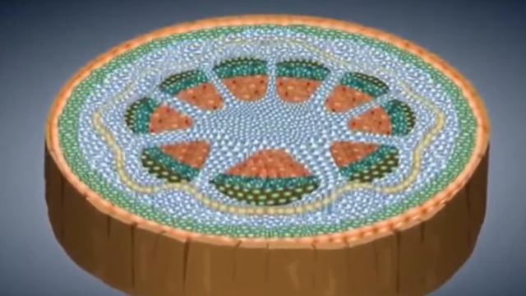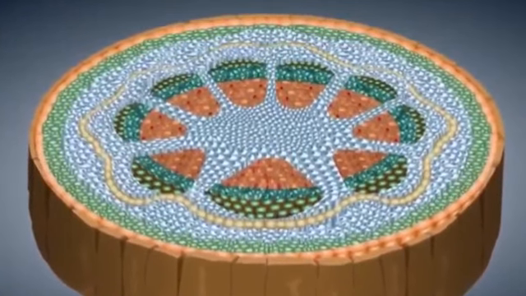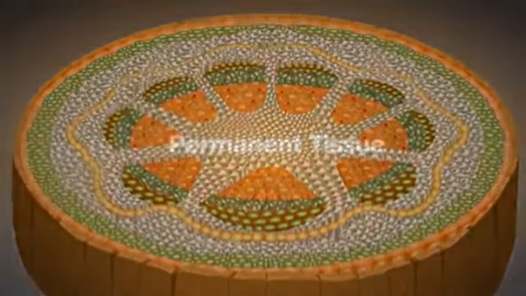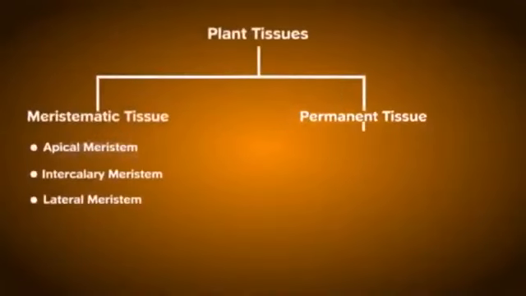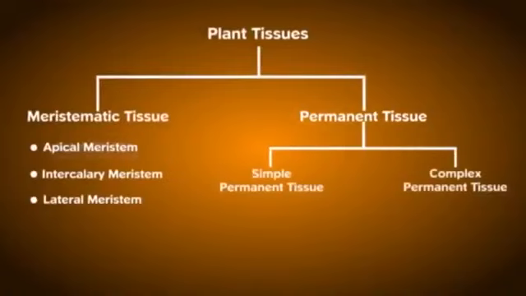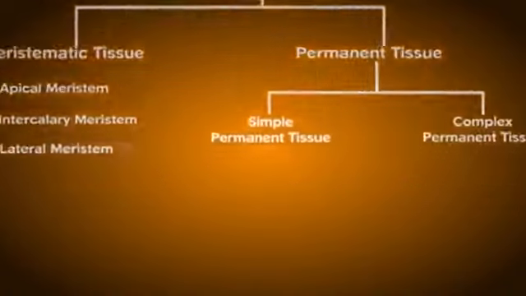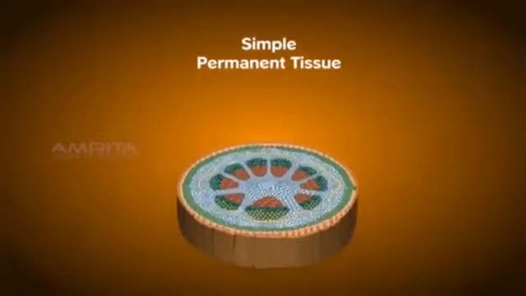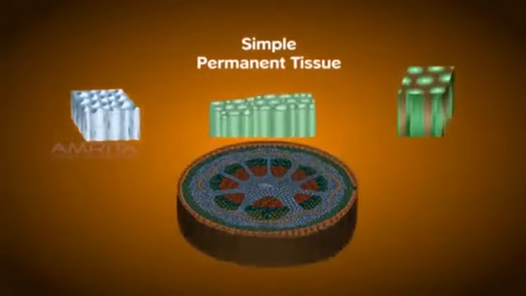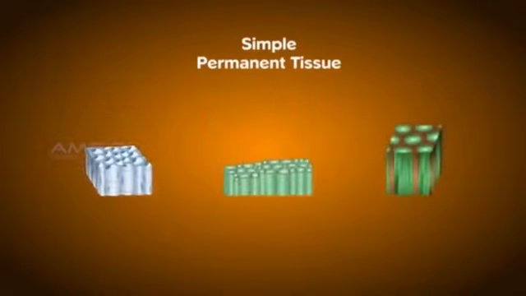These tissues group themselves to do various activities. The permanent tissue is divided into simple permanent tissue and complex permanent tissue. Simple permanent tissues look of one kind. They are simple tissues. For example, parenchyma, collenchyma, sclerenchyma.